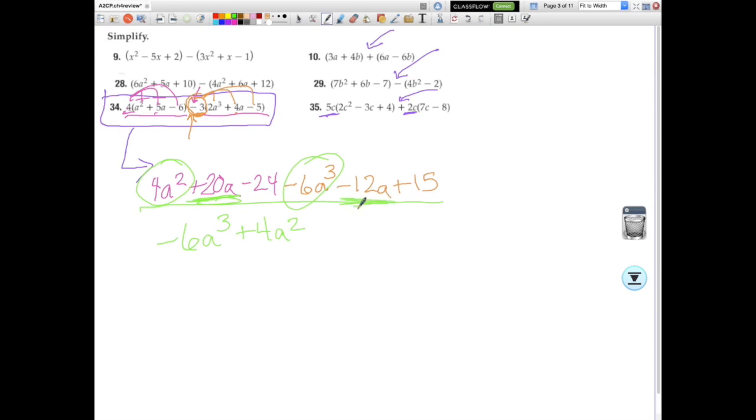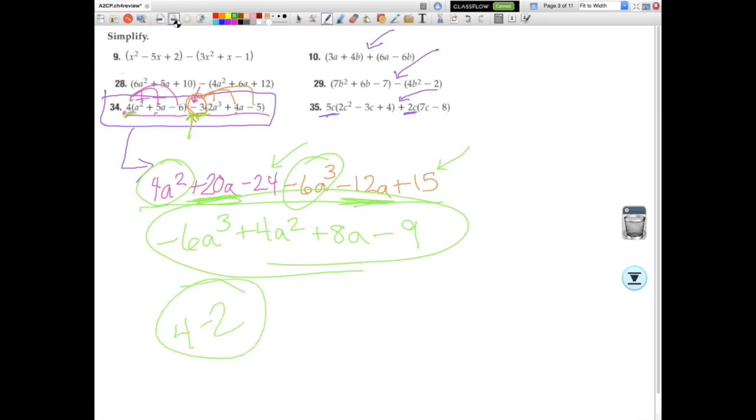Then I have a 20a and a negative 12a, so combined I have a positive 8a. And lastly I have a negative 24 and a positive 15, so those are different signs, subtract. I'm going to end up with a negative 9 there. And this is my answer. So I distributed whatever I had outside the parentheses. If it was addition, I could distribute a positive 3. If it's subtraction, I need to make sure I send across the negative. And that really covers adding and subtracting. That's part of section 4.2.